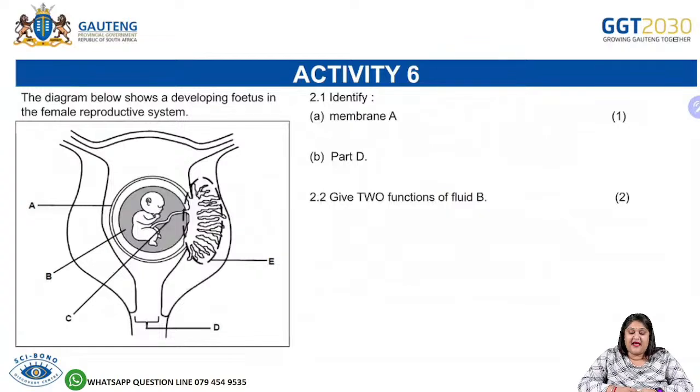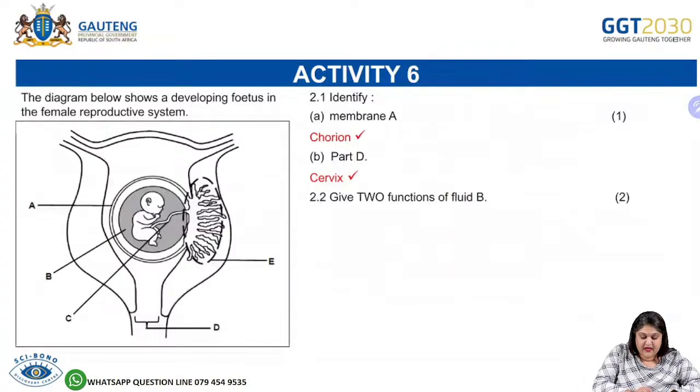Next question. Here we have another diagram of developing fetus in the female reproductive system. Membrane A is the chorion. Part D is the cervix. Okay, so here we have the chorion. B, we have the amniotic fluid. C, we have the umbilical cord. D is the cervix, and E is showing the placenta, I'm assuming, right? It shows chorionic villi there though, specifically. Chorionic villi.